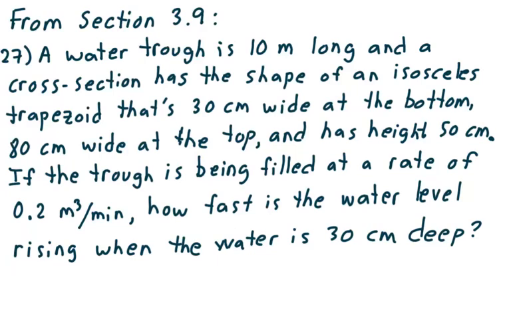This is a video from section 3.9 in a Calculus 1 class. A water trough is 10 meters long and a cross section has the shape of an isosceles trapezoid that's 30 centimeters wide at the bottom, 80 centimeters wide at the top, and has a height of 50 centimeters. If the trough is being filled at a rate of 0.2 cubic meters per minute, how fast is the water level rising when the water is 30 centimeters deep?